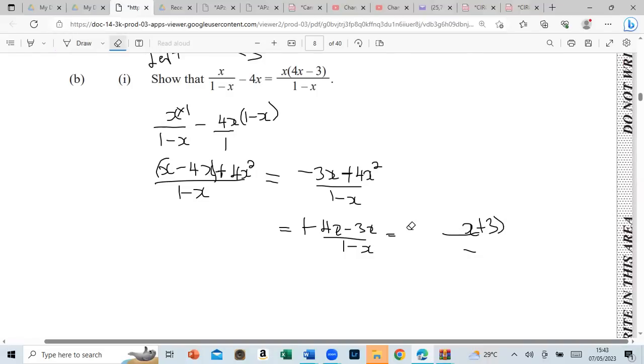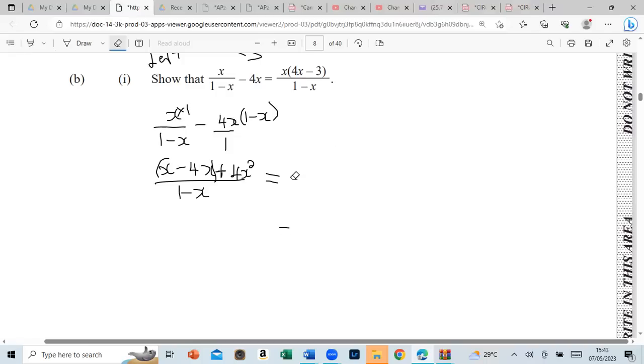Just rub out them. Just gonna do it clearly so you guys can see. I made a little error. I did not multiply by the negative, right? So here we have it. Negative times this, negative 4x. Negative times a negative, that's positive, and we get x squared, right? So in the end, right here, it's gonna give us minus 3x plus 4x squared all over 1 minus x.